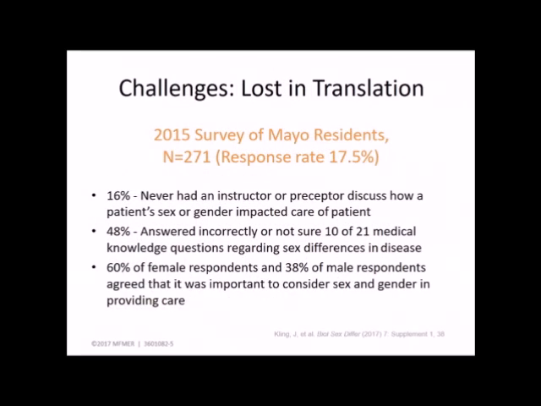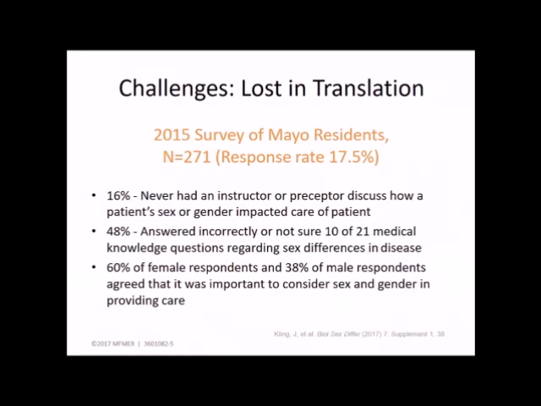So, as I mentioned when I was subbing for Dr. Jenkins, there are some challenges in embedding concepts of sex and gender, which I think are lost in translation. We actually surveyed all of our medical residents at Mayo Clinic. The response rate wasn't as great as we might expect, but residents get a lot of surveys, so it's easy to just delete. But 16% of those that returned the questionnaire never had an instructor or preceptor discuss a patient's sex or gender that impacted clinical care.